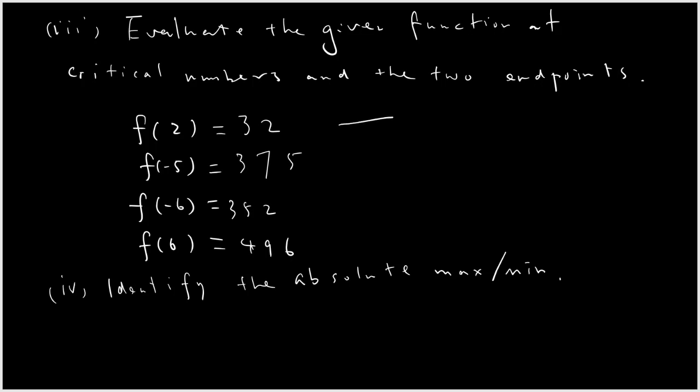Can I just write some comments here? So this is the absolute minimum of the function on the closed interval from -6 to 6. Absolute maximum is the largest value, right? So this is the absolute maximum. You see, you have the location, you have the value. Any questions about this?